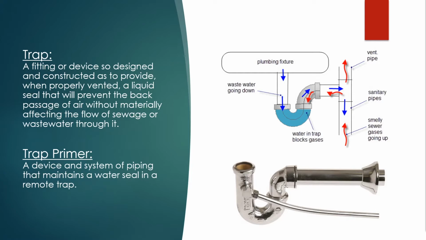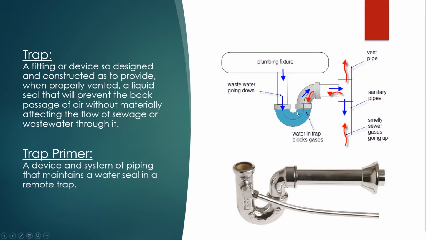Next is a trap. This is a fitting or device so designed and constructed as to provide, when properly vented, a liquid seal that prevents the back passage of air without materially affecting the flow of sewage or wastewater through it. And a trap primer. This is a device and system of piping that maintains a water seal in a remote trap.